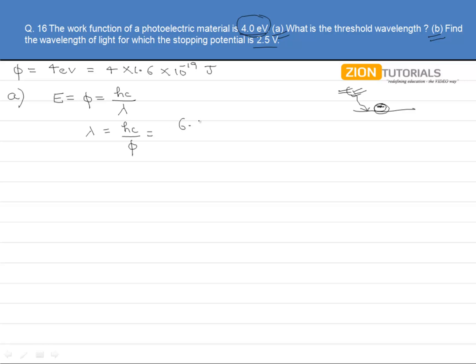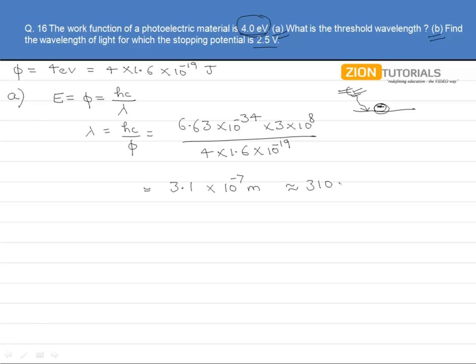Putting the values over here, we get 6.63 into 10 to the power minus 34, that is h, into c, which is 3 into 10 to the power 8, upon phi, which is 4 into 1.6 into 10 to the power minus 19, giving us a value of 3.1 into 10 to the power minus 7 meters, that is approximately, or rather, 310 nanometers.